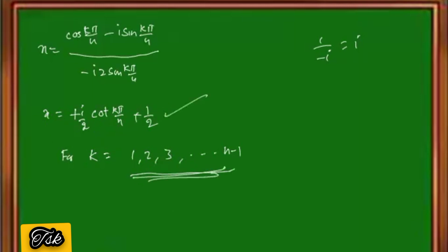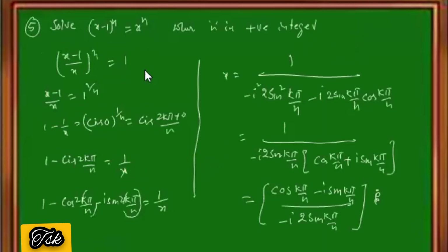Okay, this is the problem number 5. Go through it. X minus 1 whole to the power of n is equal to x to the power of n. Divide. This becomes 1 minus 1 by x is equal to cis 2k pi by n, nth root of unity. 1 by x becomes like this. 1 minus cis theta is 1 minus cos minus i sin is 1 by x. X becomes 1 by 1 minus cos 2a, which is 2 sin square a, and then sin 2a is 2 sin a cos a. First term I multiplied with the minus i square, it becomes 1. So when you take minus i 2 sin k pi by n common, remaining is cos k pi by n plus i sin k pi by n.